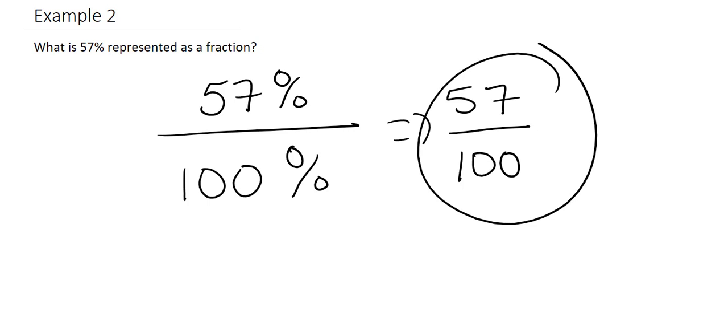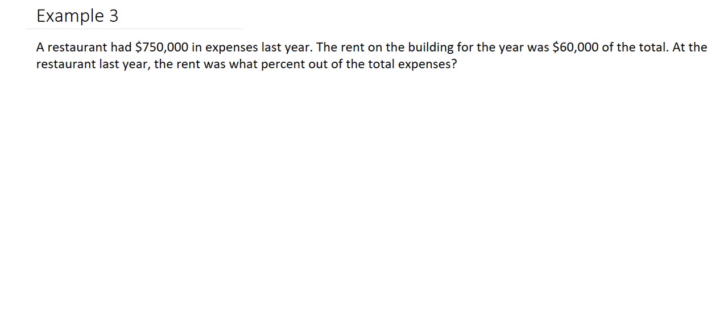Now, let's go ahead and look at the next example. So example 3, a restaurant has $750,000 expenses last year. The rent on the building for the year was $60,000 of the total. So at the restaurant last year, the rent was what percent out of the total expenses?